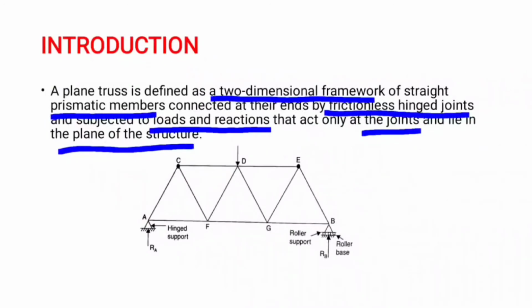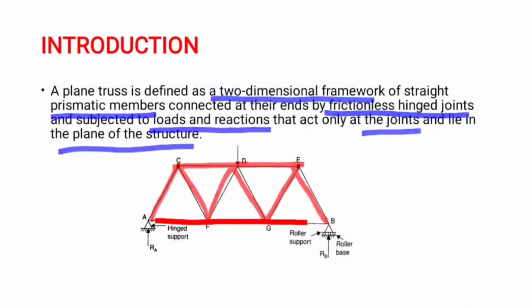If you observe the diagram, these are the straight prismatic members. Their ends are connected by frictionless hinged joints. These are the hinged joints.